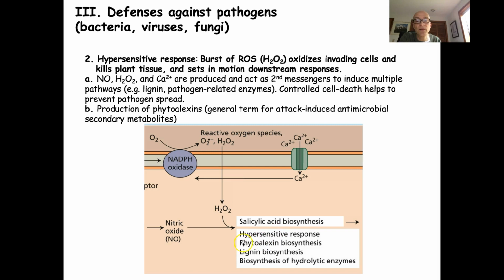So for example, phytoalexins. Phytoalexins are just a general term for attack-induced antimicrobial secondary metabolites. And so you see that they can be turned on by this set of signaling molecules in addition to salicylic acid. Lignin biosynthesis, so lignin is this woody substance, we talked about that, it's a phenolic, so that can be increased in its production so that that helps the plant to seal itself off on the outside against invasion.